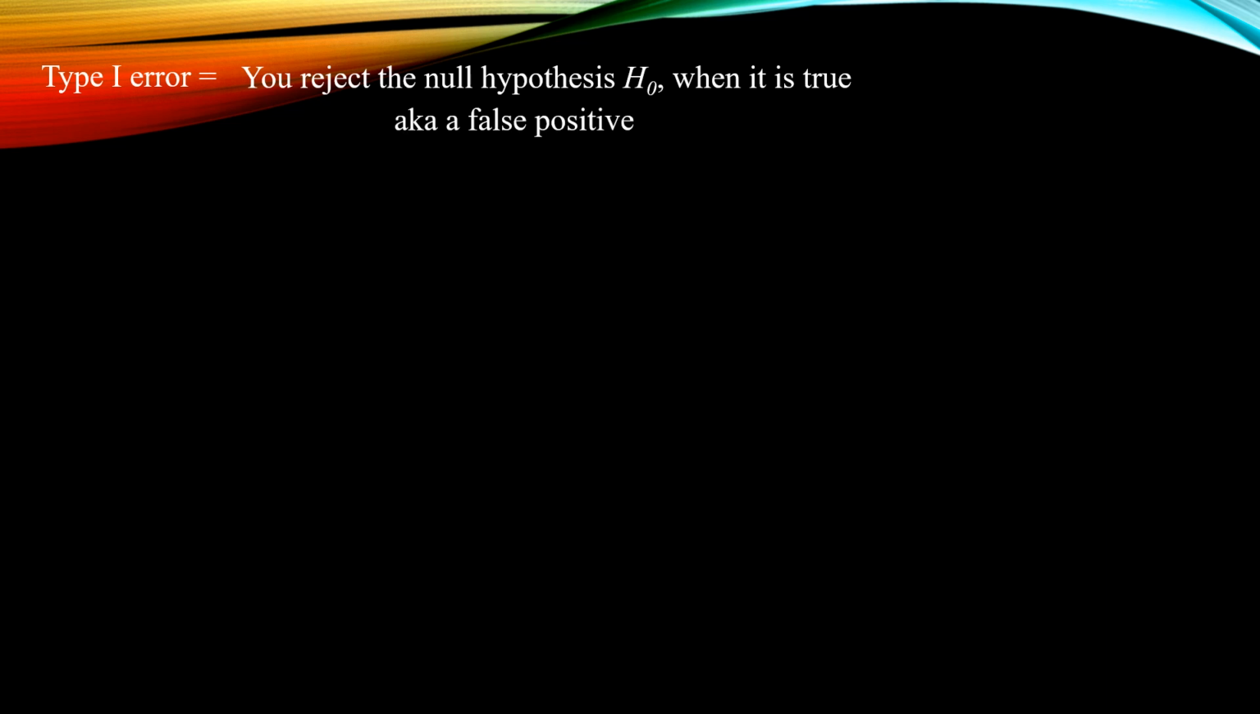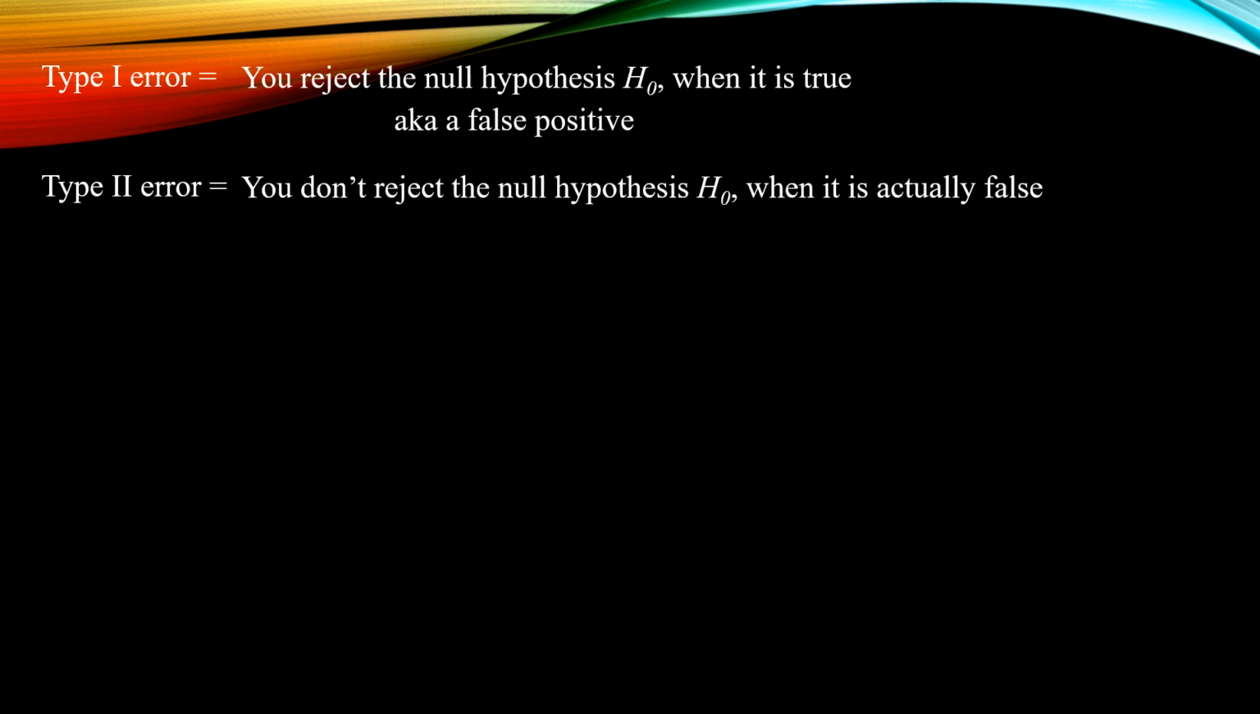When you do hypothesis testing, there are two types of errors that can be encountered. The first type of error is, let's say you happen to reject the null hypothesis, but it's actually true. If you reject the null hypothesis when it is true, that's called a type 1 error. It's also known as a false positive, and I'll explain that in a second. A type 2 error is when you don't reject the null hypothesis, but it's actually false. So you failed to reject the null hypothesis, but it's actually false. That's also known as a false negative.